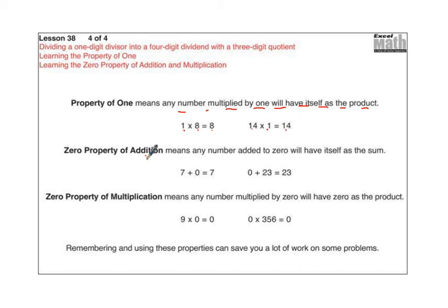0 property of addition means that any number added to 0 will have itself as the sum. 7 plus 0 is 7, 0 plus 23 is 23. So that's a pretty easy one. You can see that the 0 property of addition tells you that you add 0 to a number, you get the same number that you started with.